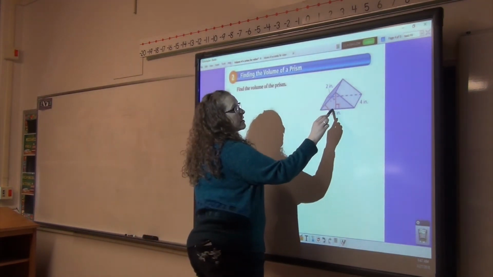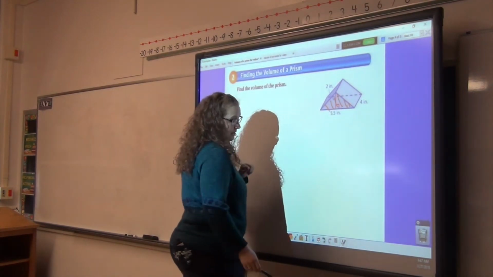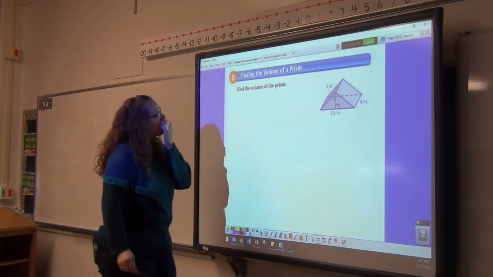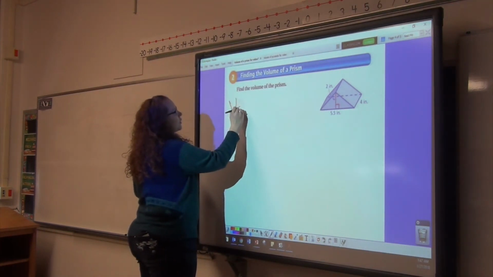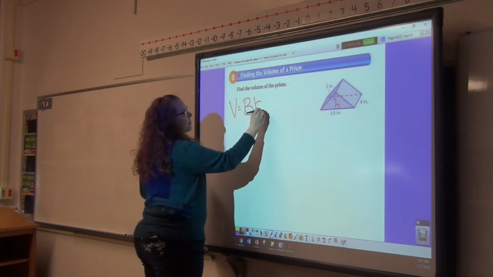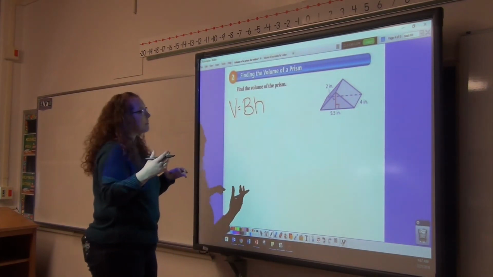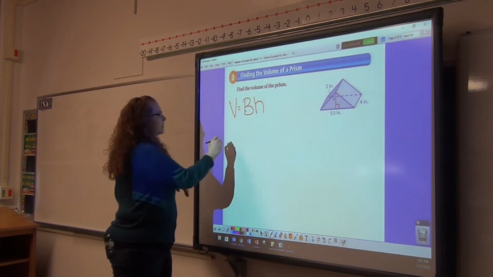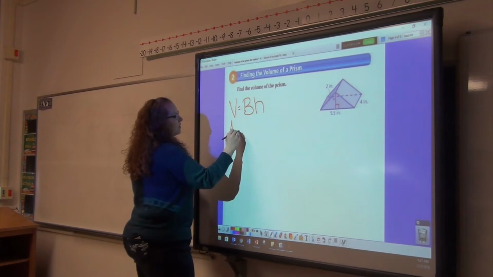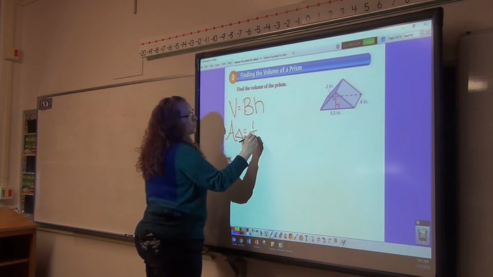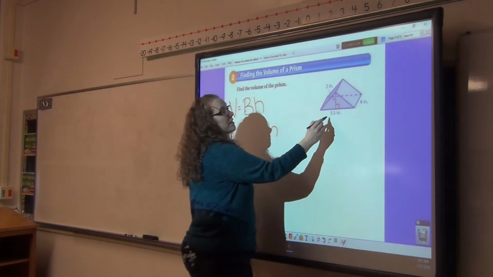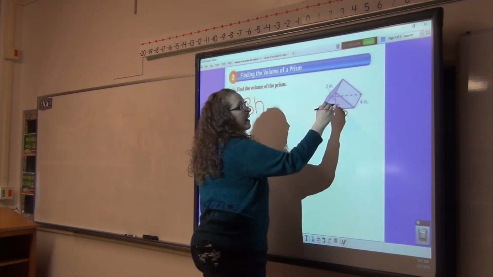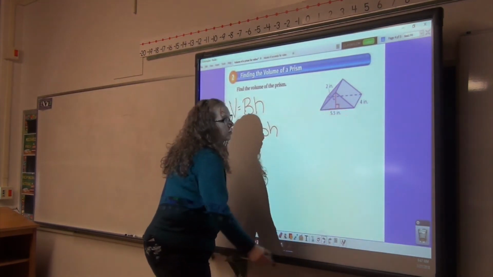Let's find the volume of this triangular prism. This side here is going to be our base, the triangle-shaped portion. All right, so volume equals area of the base times height. And for the area of the base, we have to find the area of that triangle. So area of a triangle is equal to 1/2 base times height. And when I say base here, I mean this distance right here. And height is the height of our triangle.